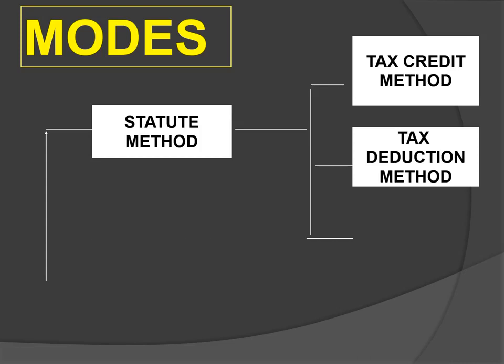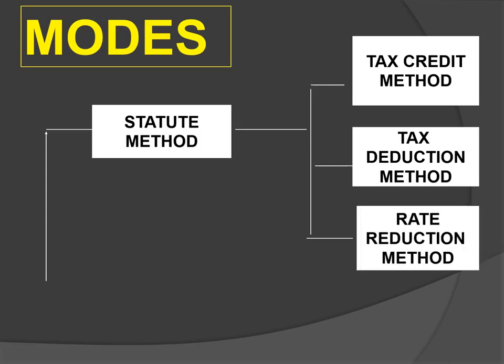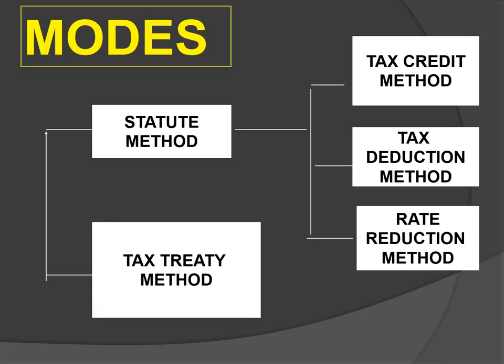There's a third method, which is the rate reduction method. But our tax code does not provide for a rate reduction method. So if foreign taxes are paid in accordance with the rate reduction method, if there's a law that provides for it, then the percentage, the rate of tax, could be reduced, depending of course upon the nature and character of the foreign tax that has been paid. And the second method is the tax treaty method. So remember the two principal methods and the sub-methods insofar as the statute method is concerned.